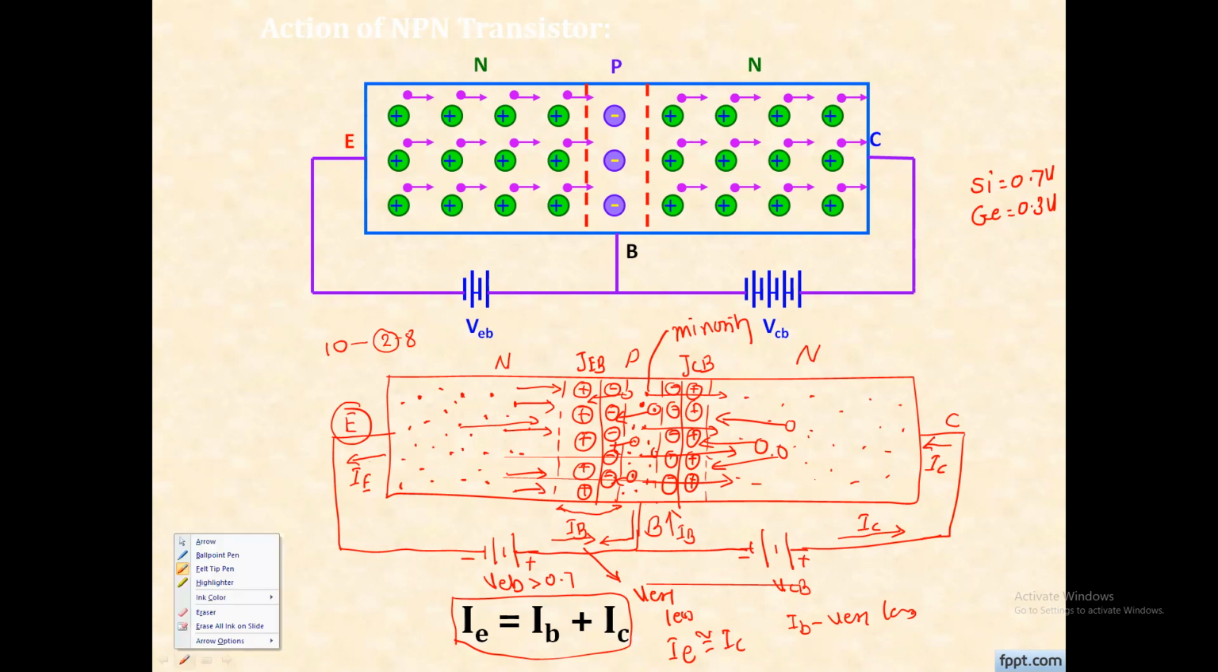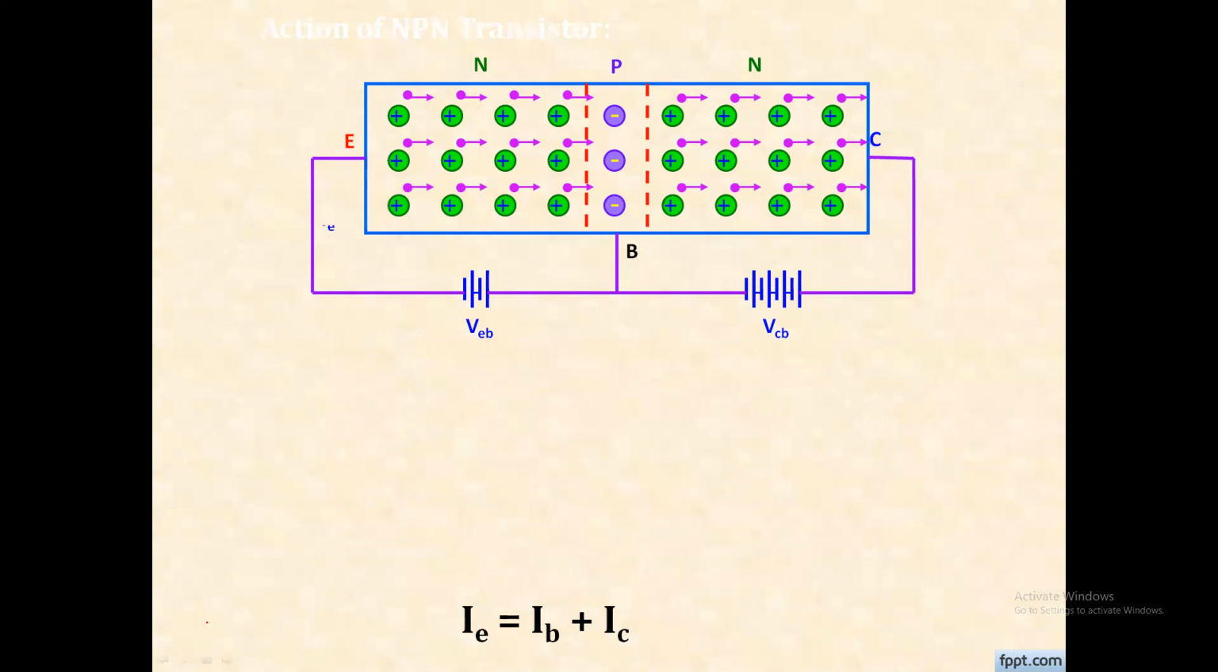Get my point? And now if you see this action, the base current is the incoming current, the collector current is also incoming current, and the emitter current is the outgoing current. So as the base current and the collector current are the incoming currents, according to Kirchhoff's law, we say that outgoing current is equal to the incoming current. So that's why I can write that equation. Emitter current is always equal to base current plus collector current.